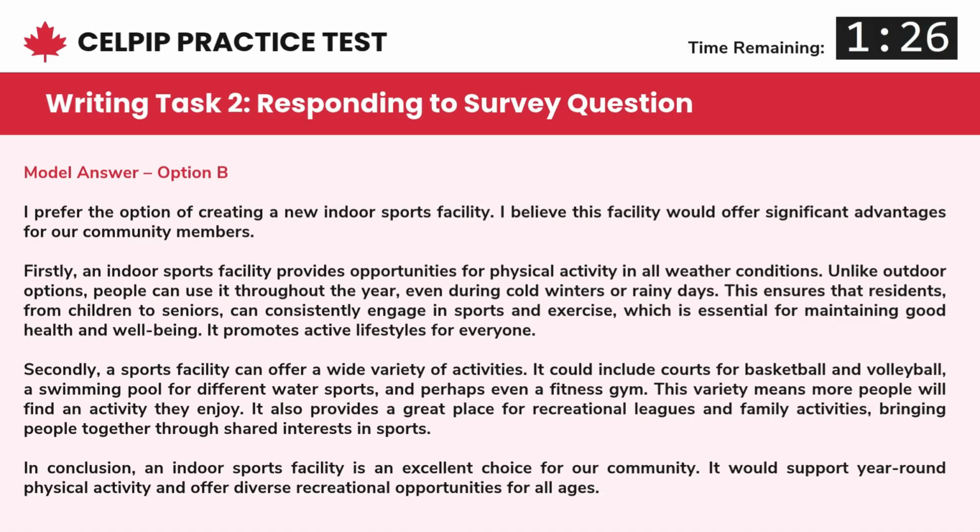This explanation will highlight why this CELPIP writing task 2 response is effective. If you need more time to read the full answer, please pause the video now. This survey response clearly states a preference for option B, creating a new indoor sports facility. It then provides strong reasons for this choice.